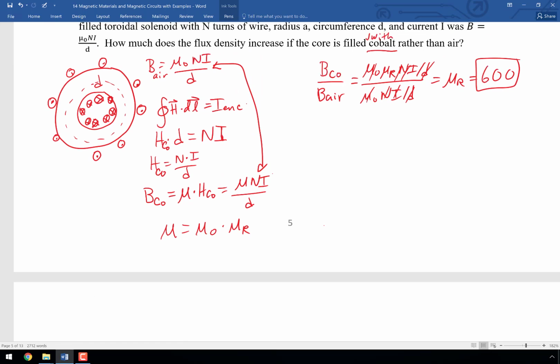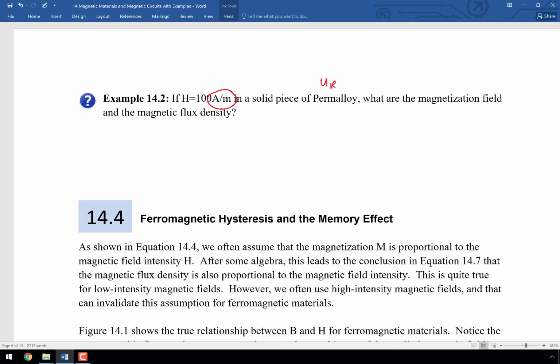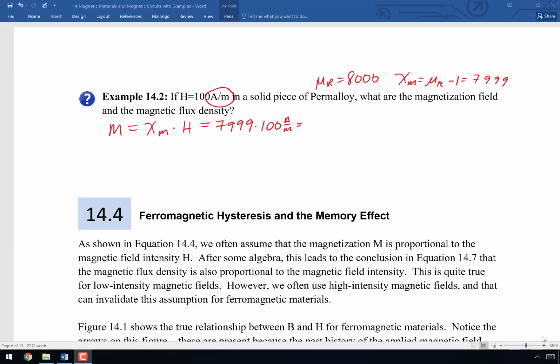Okay, so I'm going to go back up here and see what the relative permeability for permalloy is, and it looks like it's 8,000. So I'm going to say mu sub r is equal to 8,000. So we know that the magnetization M, and I'm just going to go with magnitudes here, is equal to chi sub M times H, and we know that chi sub M is mu sub r minus 1. So in this case, that's 7,999. So M is going to be 7,999 times 100 amps per meter, and therefore I get 799,900 amps per meter. M, the magnetization field, and H, the magnetic field intensity, have the same units, amps per meter. And so that's one of my answers.